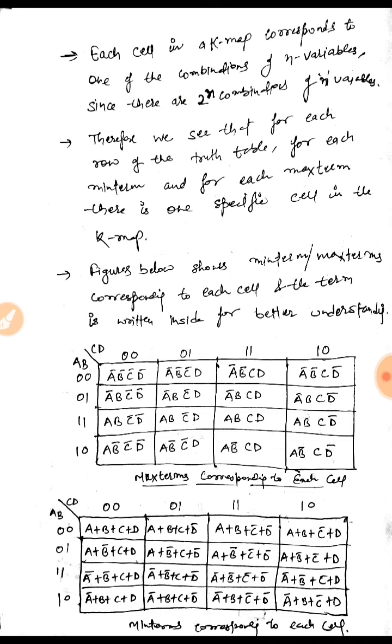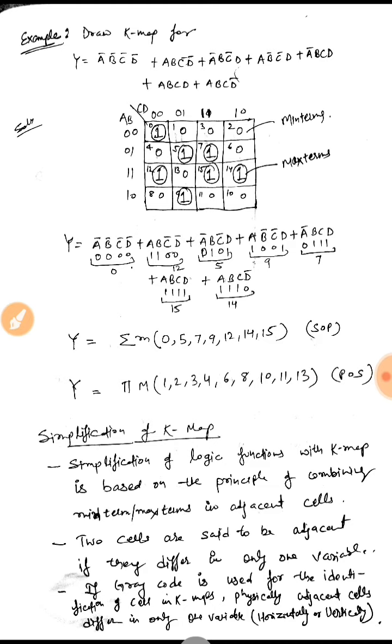So this is how we can have the max terms and min terms corresponding to each cell, and our logic function will depend on these min terms and max terms, and the K map will automatically simplify our logic function, which we will see later. So these are basically the 4 variable K map. We will solve 5 variable and 6 variable as well.